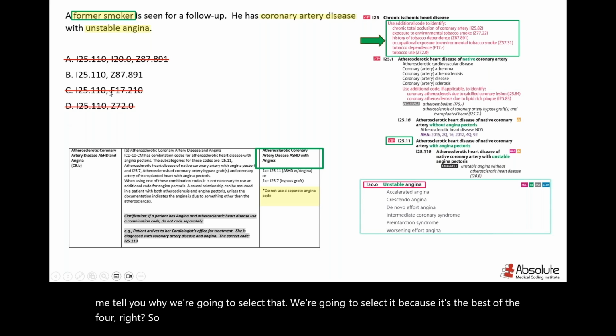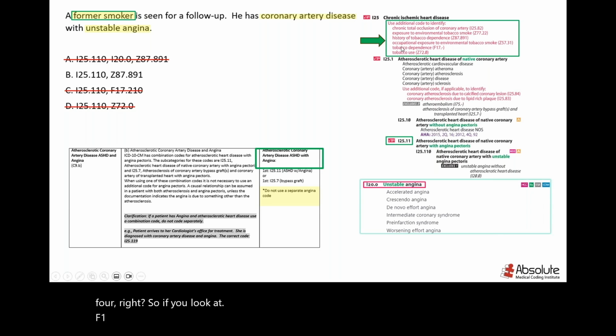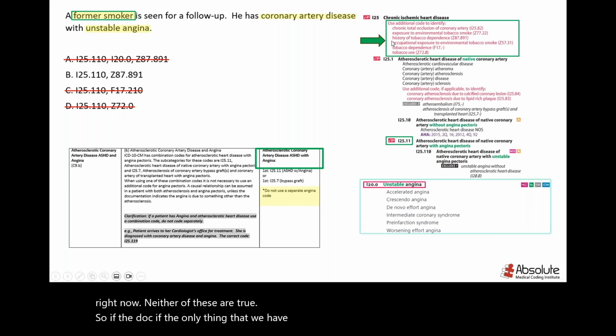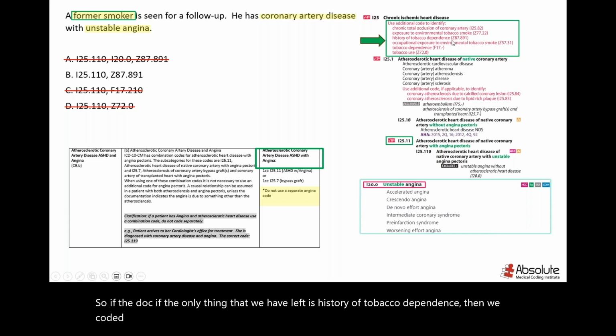So if you look at F17.210, F17, this is tobacco dependence. That means this patient is dependent right now, right? It's happening right now. Also, Z72.0 is tobacco use. That means that patient is using it right now. Neither of these are true. So if the only thing that we have left is history of tobacco dependence, then we code it, Z87.891, because it's a history. I don't know if the patient was dependent, but it is the best of the four.